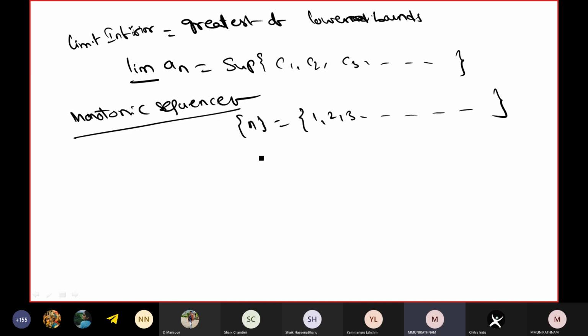So every monotonically increasing sequence always has a lower bound, and it is convergent if the least upper bound exists. So if the lowest upper bound exists, then only does it converge; otherwise it diverges.